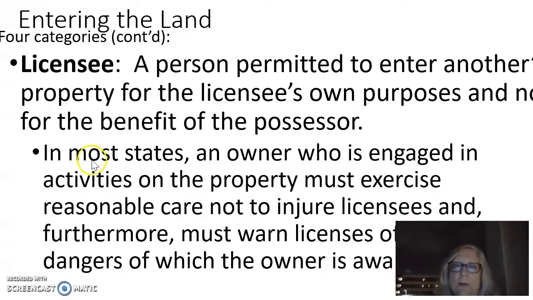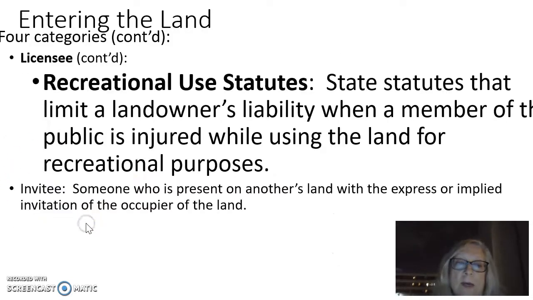A licensee is a person permitted to enter for the licensee's purpose, not for the purpose of the possessor of the property. So most of the time there has to be reasonable care, and you do have to warn them of hidden dangers. So if you know there's a place in the floor where somebody might fall, or a loose handrail, whatever it is, you do have to warn about that. Some statutes limit a landowner's liability when a member of the public is injured while using the land for recreation purposes.